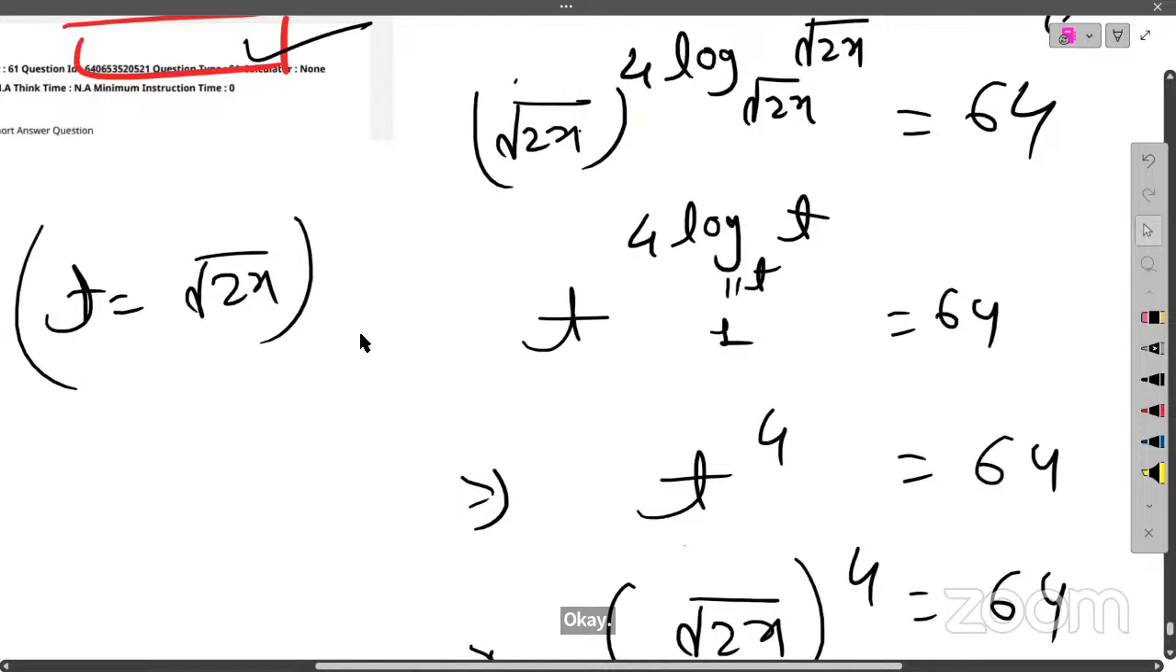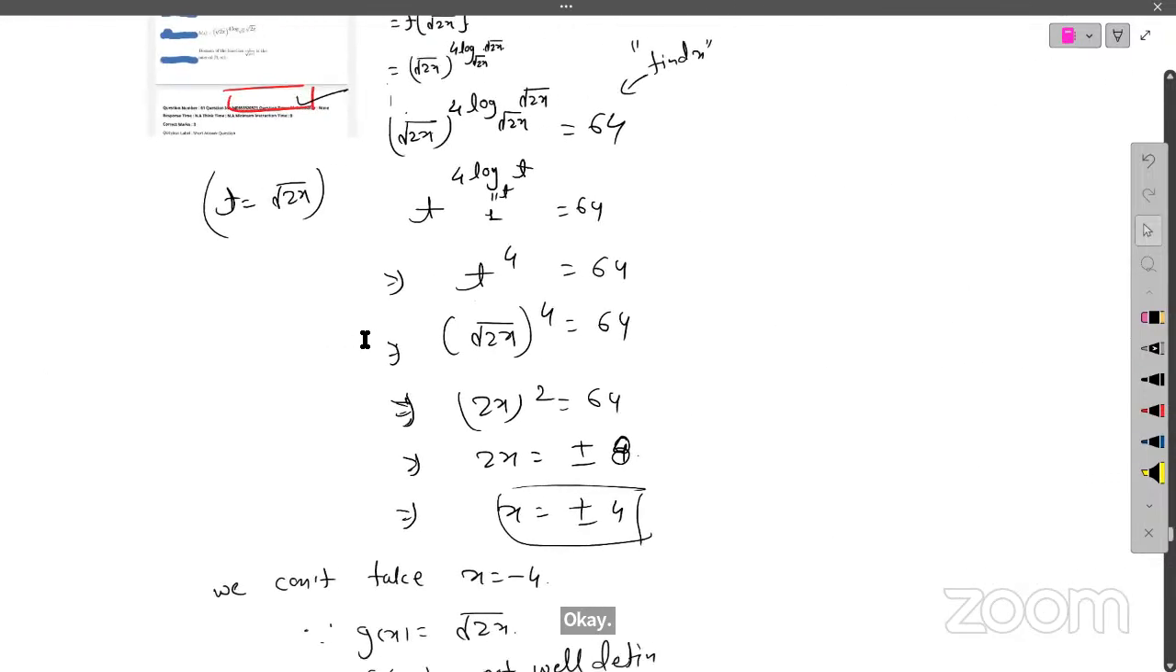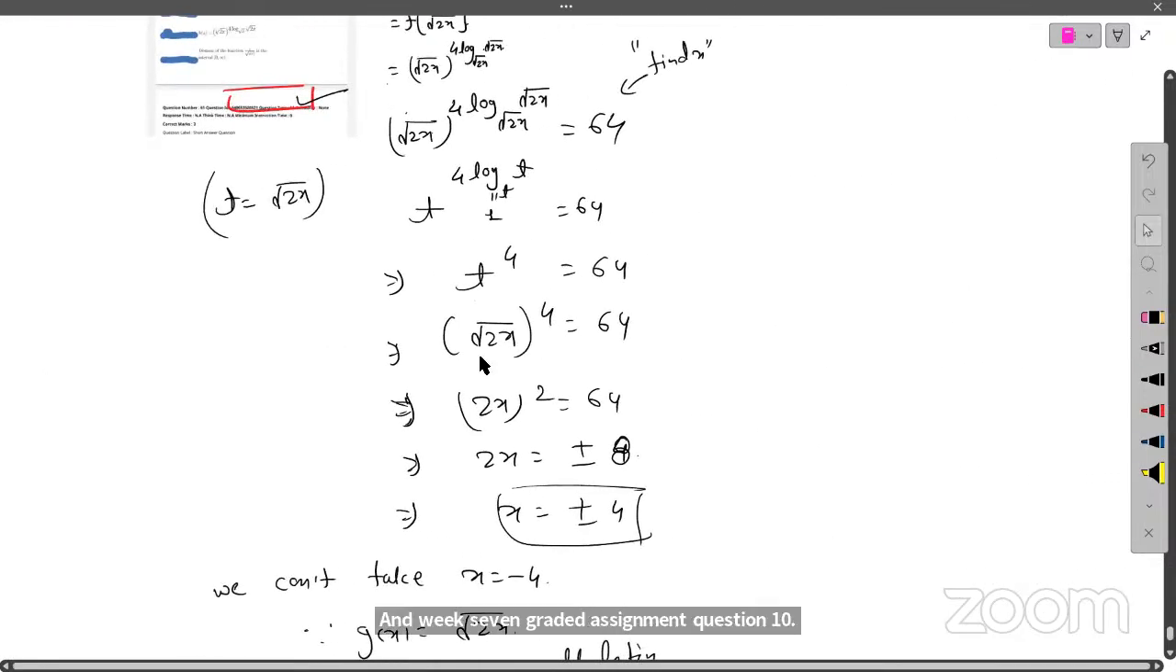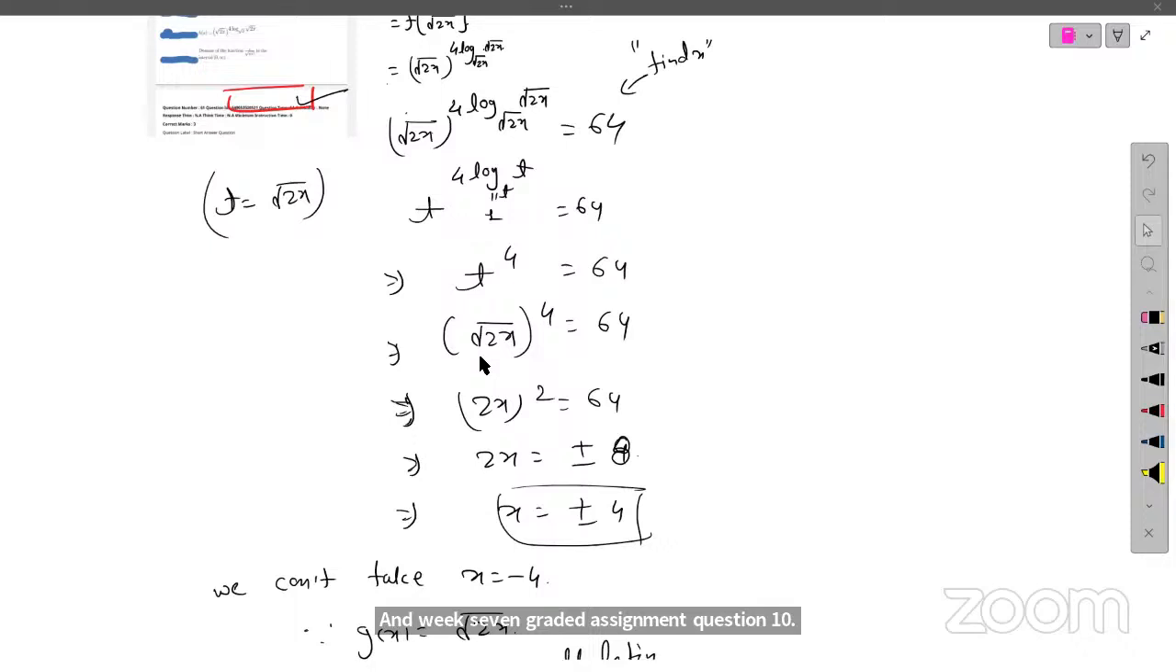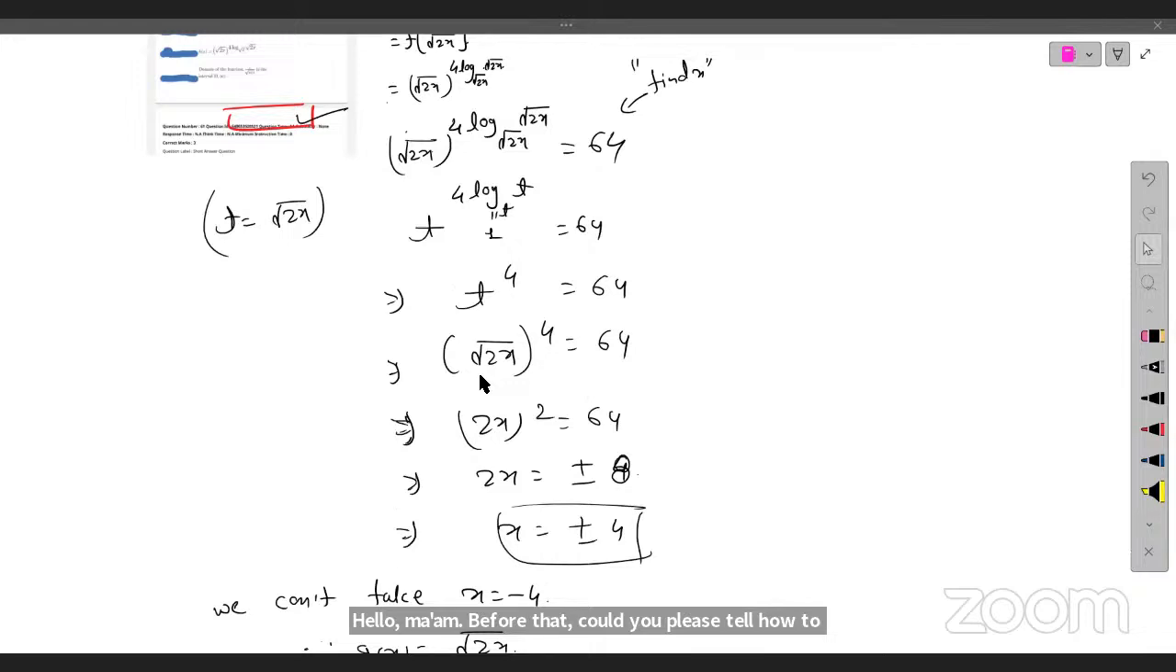Week 7 graded assignment question 10. Hello, ma'am. Before that, could you please tell how to find the domain in the same equation, the previous question, because there are two options in which they are asking for the domain.